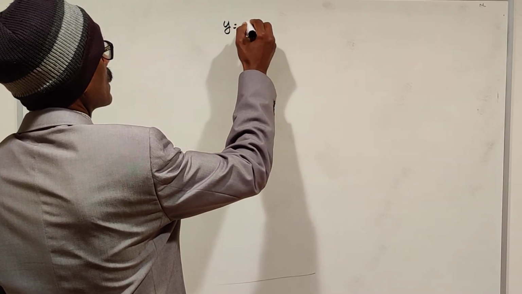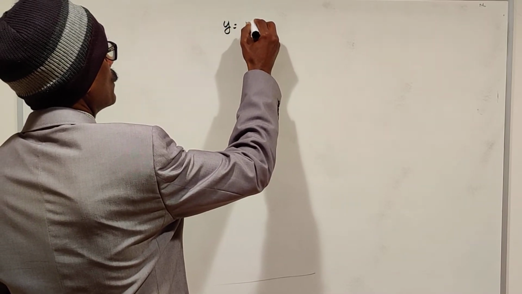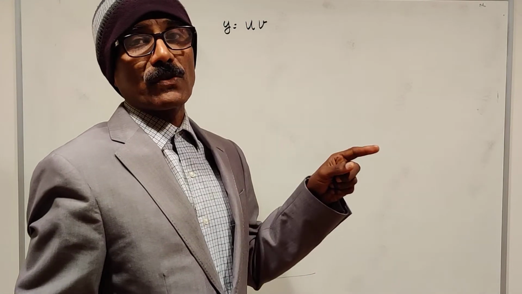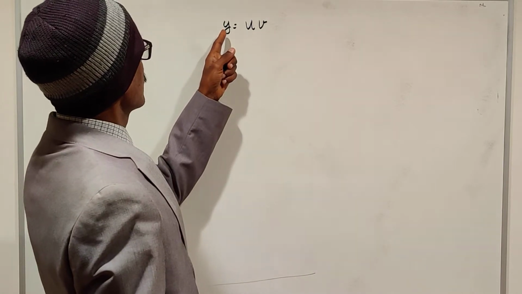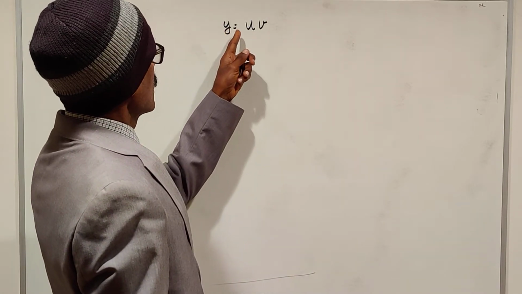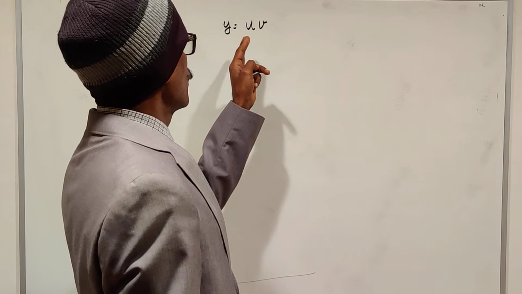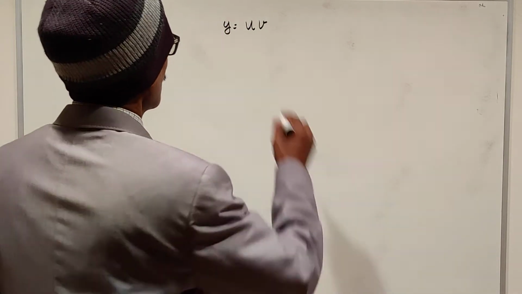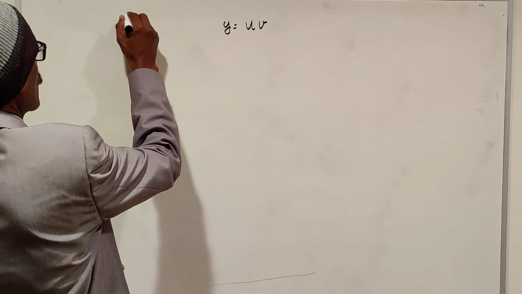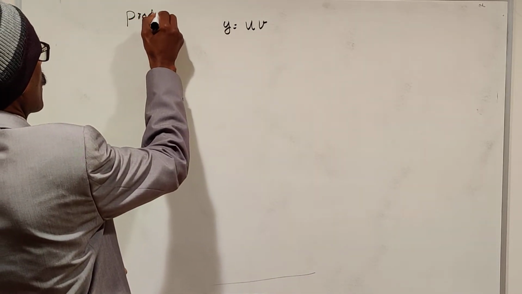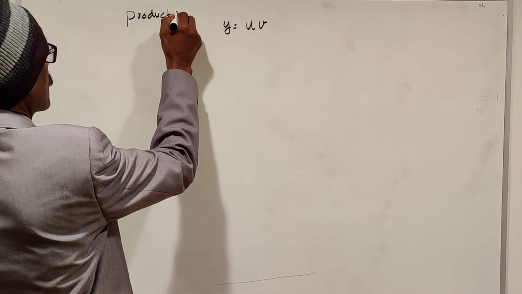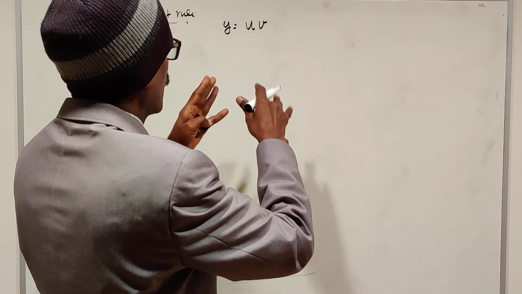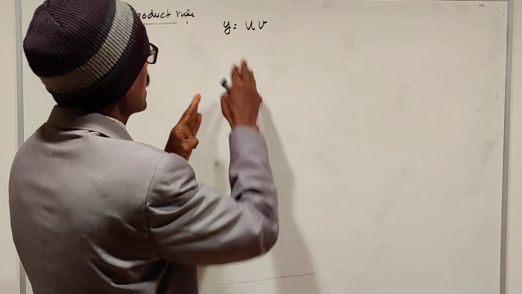y equals u times v, where u and v are functions of x. Y is a product of u and v. What is u? u is a function of x. v is another function of x. Product rule. We are going to find out how we can differentiate a product.